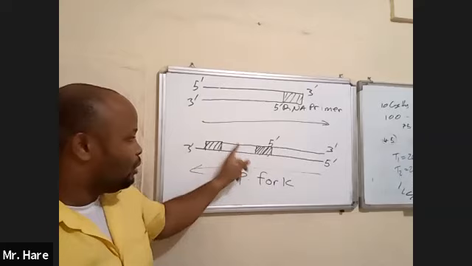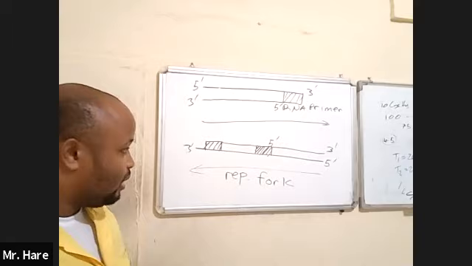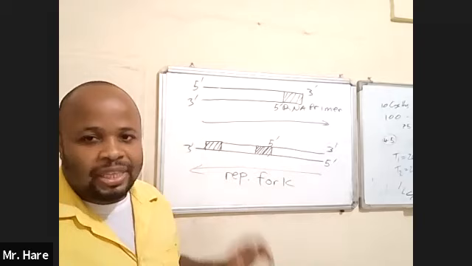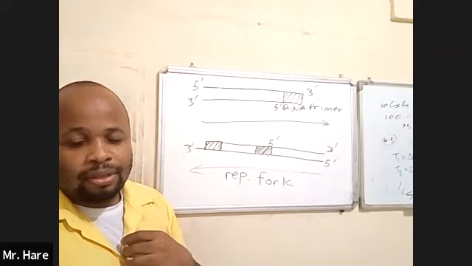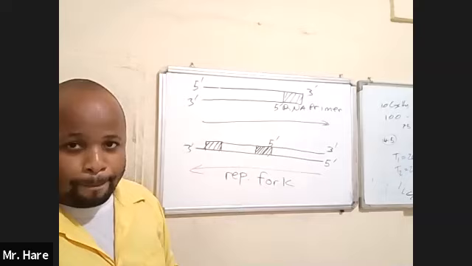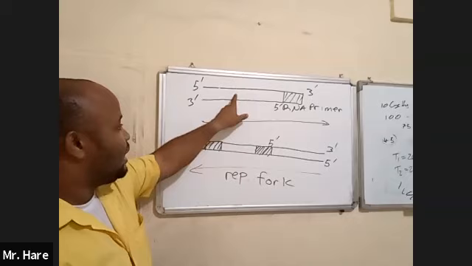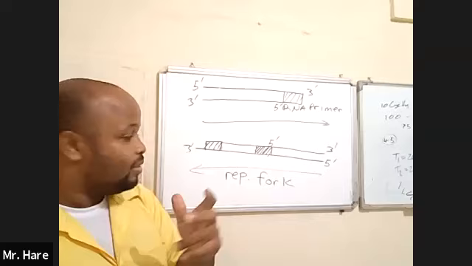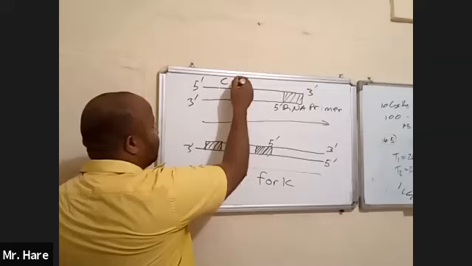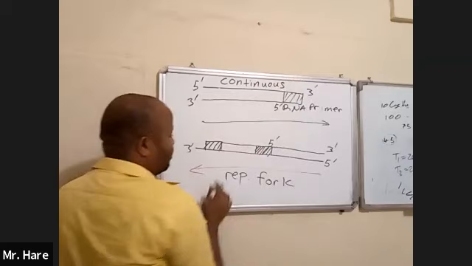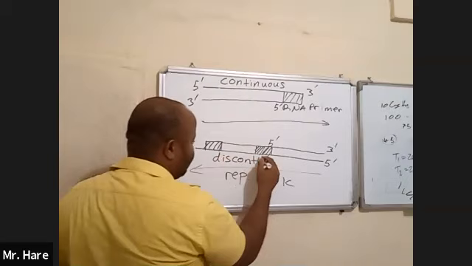Two. The next question, when DNA polymerase attached itself, did it just synthesize the strand in one go? No, sir. It stopped and it has to start again, right? Yes, sir. So this strand will synthesize in a continuous manner, right? Yes, sir. So this strand up here was done in a continuous manner, and this one down here was done in a discontinuous manner.